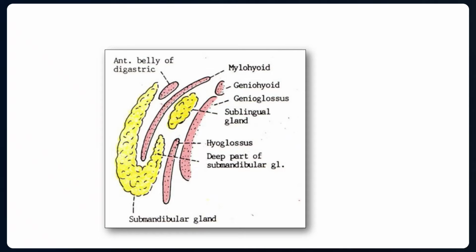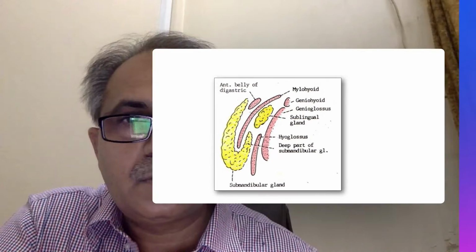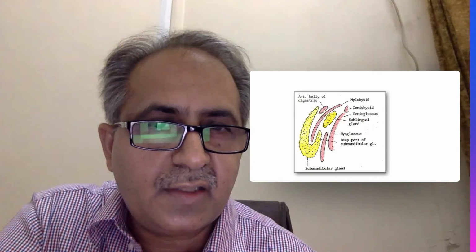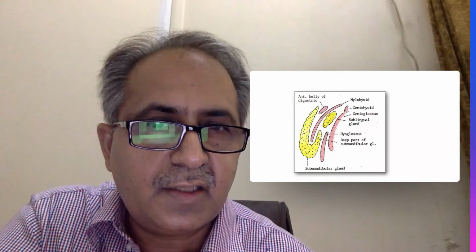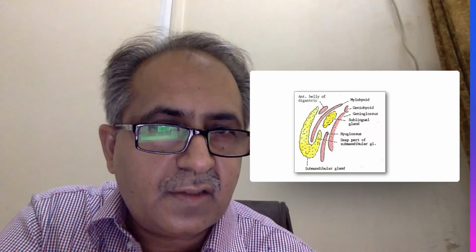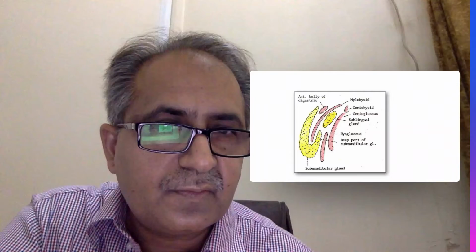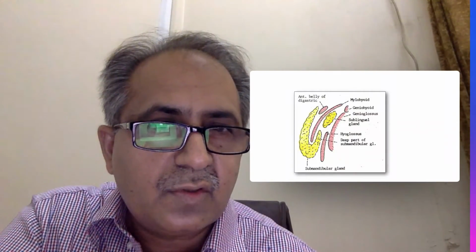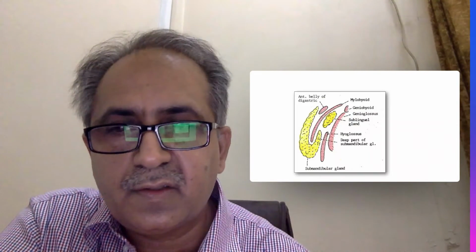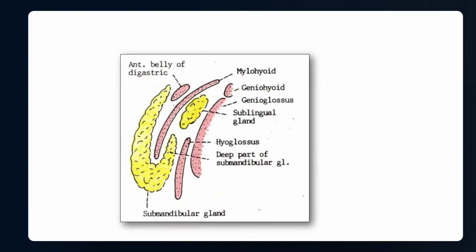Again, in this diagram, we can see the anterior belly of the digastric, and this is the submandibular gland, the superficial part, and this is the deeper part. There is the hyoglossus muscle, and this is the genioglossus muscle, and this is the small sublingual gland, and this is the mylohyoid muscle, which is very important for the landmark.